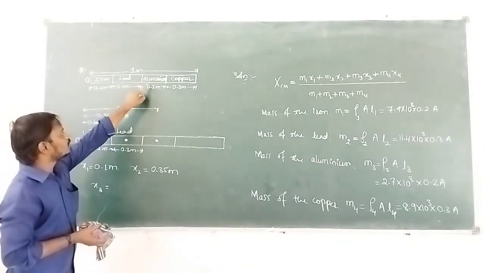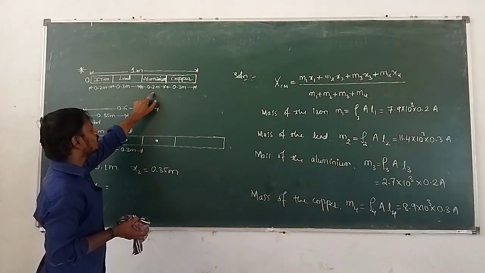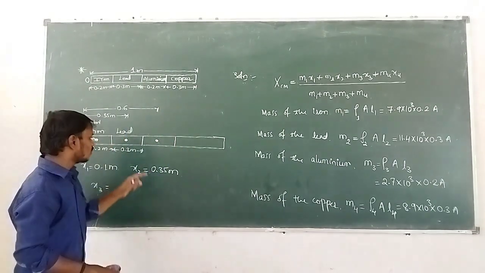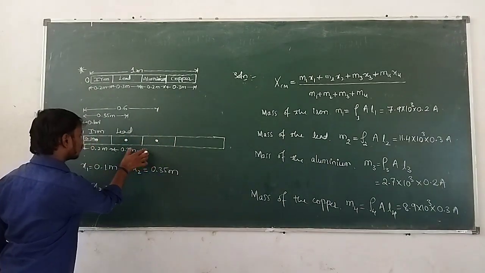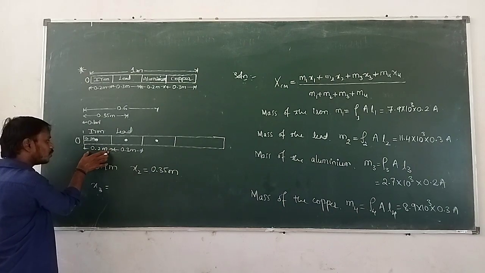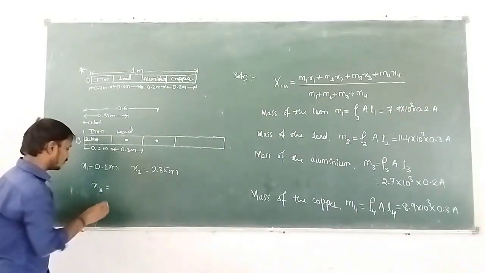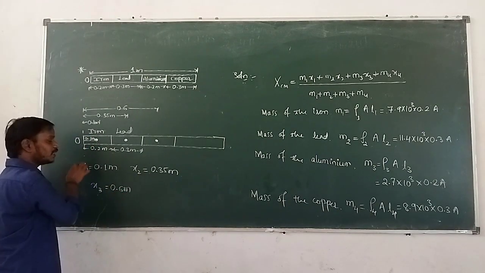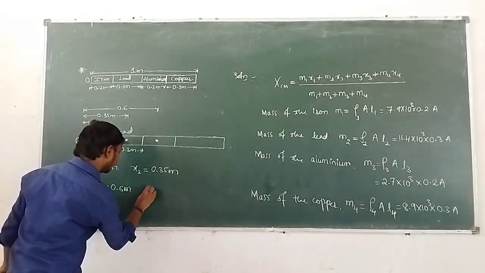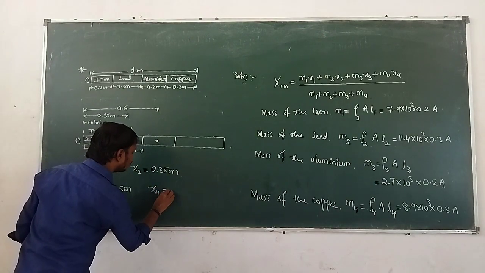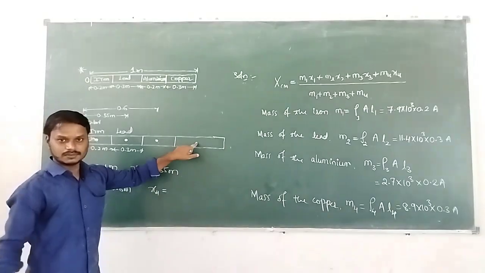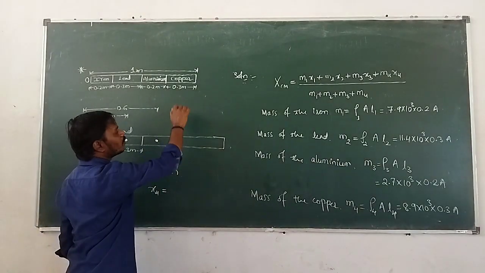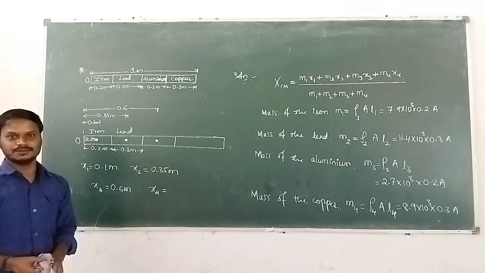So aluminium, the total mass is located at half of 0.2. Half of 0.2 is 0.1. So 0.1 plus 0.3 plus 0.2, that is how much? 0.6. 0.6 meter from the end O. We are going to take from the end O. And similarly, the position of the total mass of the copper from the end O. So what is the half of 0.3? Half of 0.3 is 0.15.